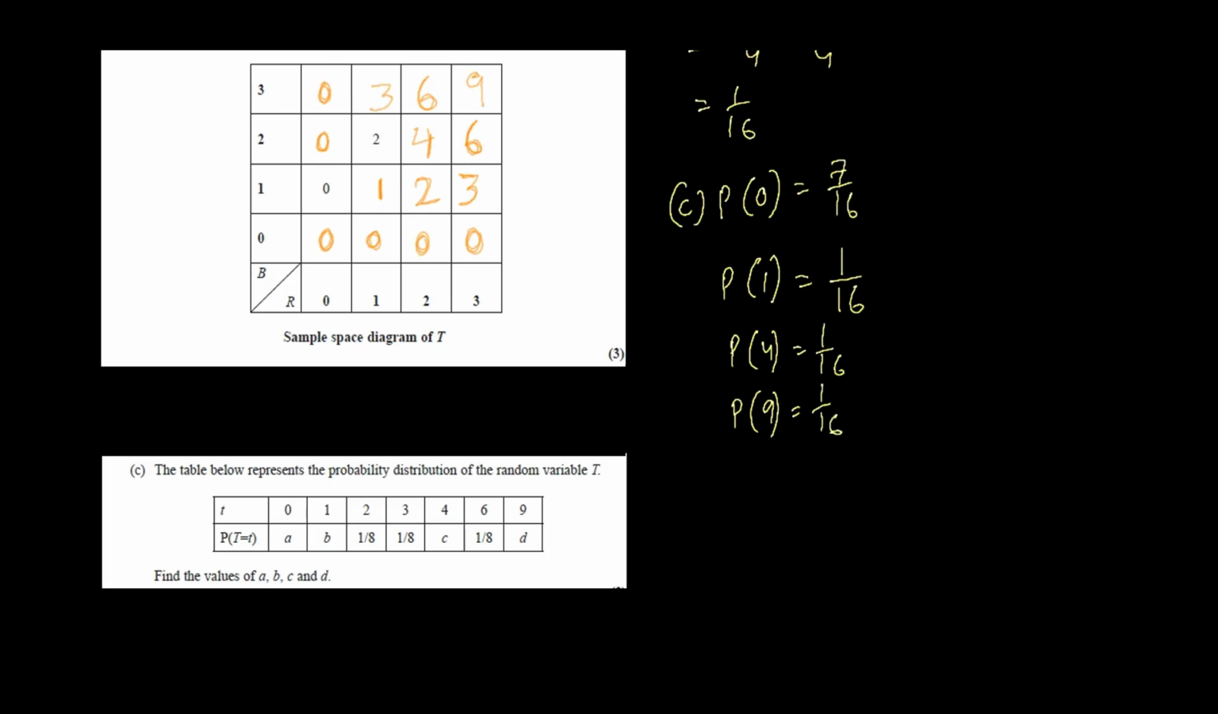This is not a regular sum, but the concept that we use for this particular discrete probability distribution sum is that we have to find the basic probability, which means event divided by sample space. The answer should be restated: A equals 7 by 16, B equals C equals D, all equal to 1 by 16.